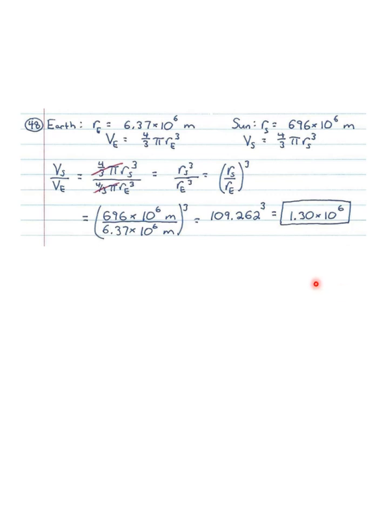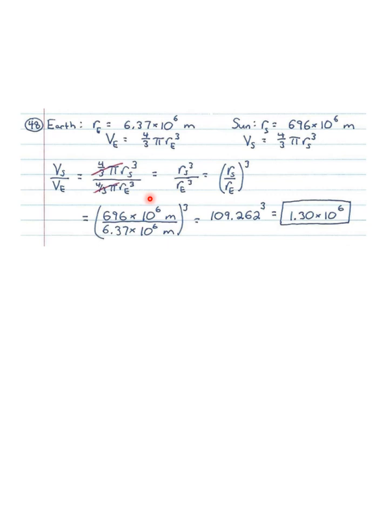You can consult the back flap of the book, which gives astronomical data on the Earth, the Sun, and the Moon. Here's the radius of the Earth, 6.37 times 10 to the 6 meters. Radius of the Sun, 696 times 10 to the 6 meters. The volume, we need the volume of a sphere, 4/3 pi r cubed. So now let's set up this ratio. Volume of the Sun over volume of the Earth. 4/3 pi r of the Sun cubed divided by 4/3 pi r of the Earth cubed.